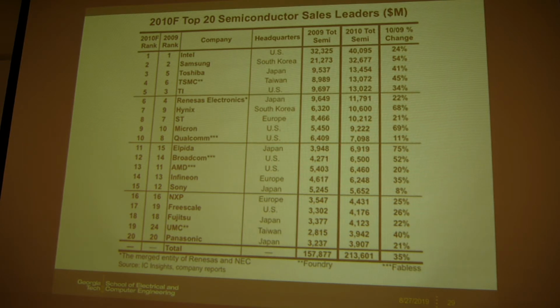So now it's 2010. Still Intel is number 1, Samsung is number 2. Now TSMC jumped to number 4. You see the rise of the foundry model. And TI dropped to number 5. And now you can see some of the memory companies there, like SK Hynix and Micron. And at that time you see Qualcomm for the first time jump to number 10.